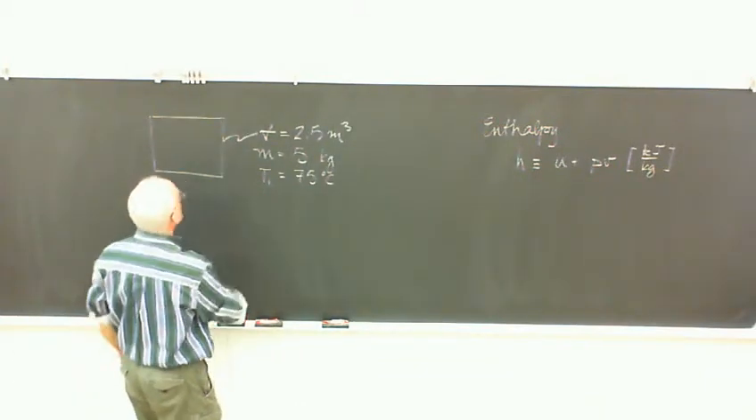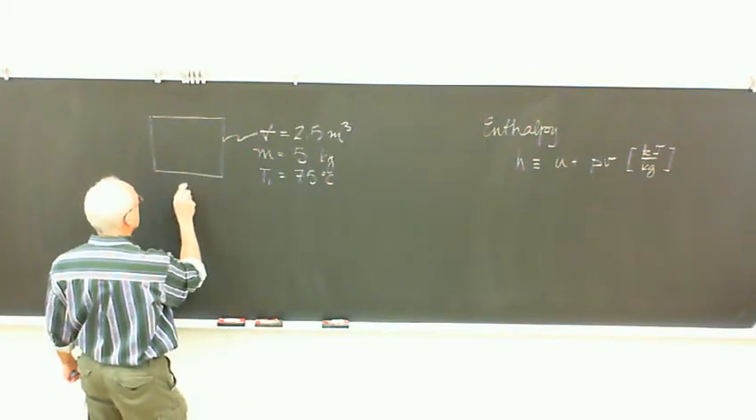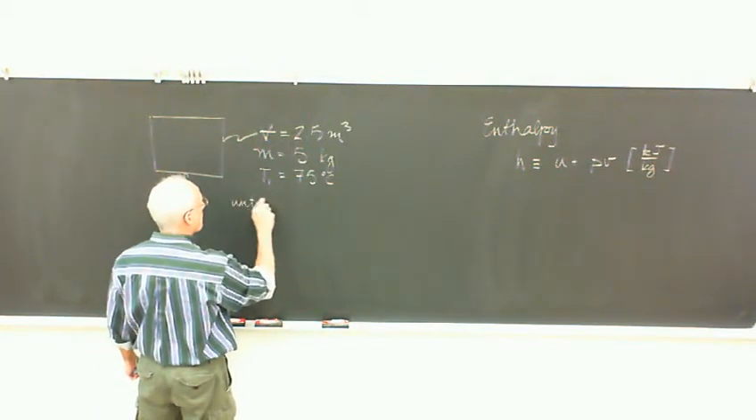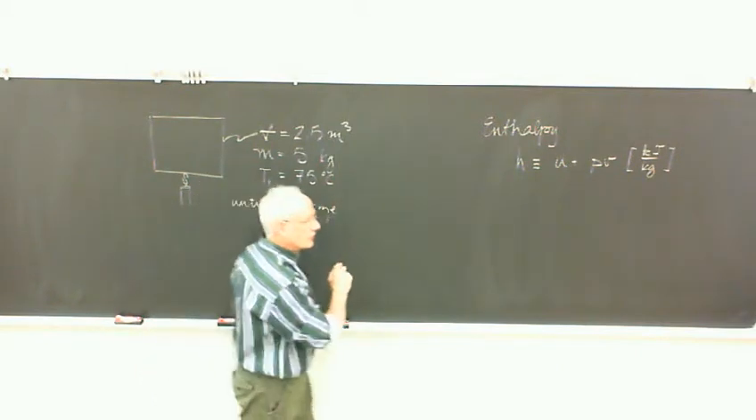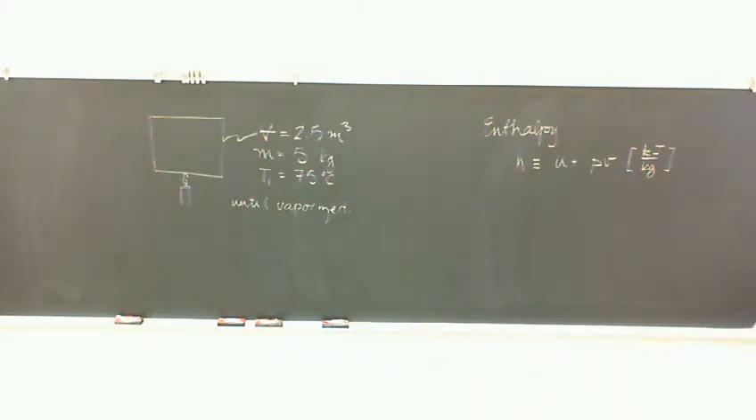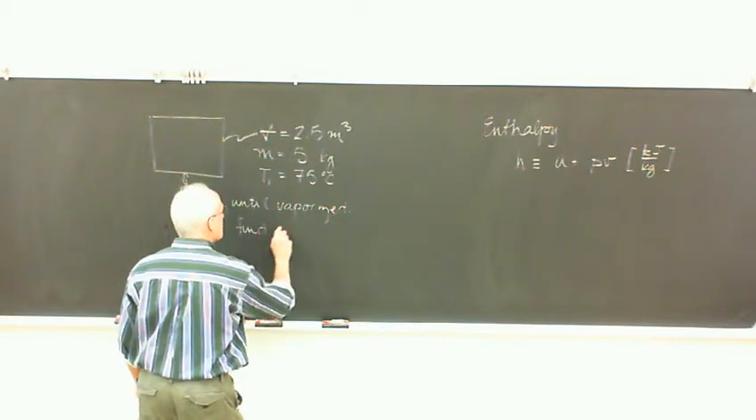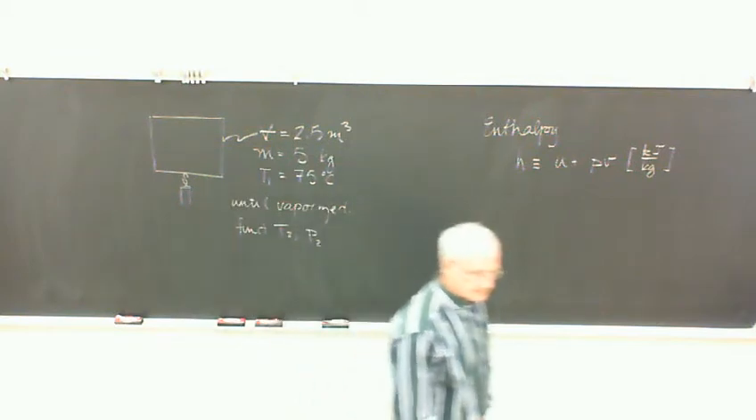So these are the initial conditions. We can label that one. And it's heated until vaporized. Now, we need to learn as we go through these what we've been told, what we have to assume to finish these problems. We need to find the final temperature and pressure. So we'll call those state 2, P2, and T2.